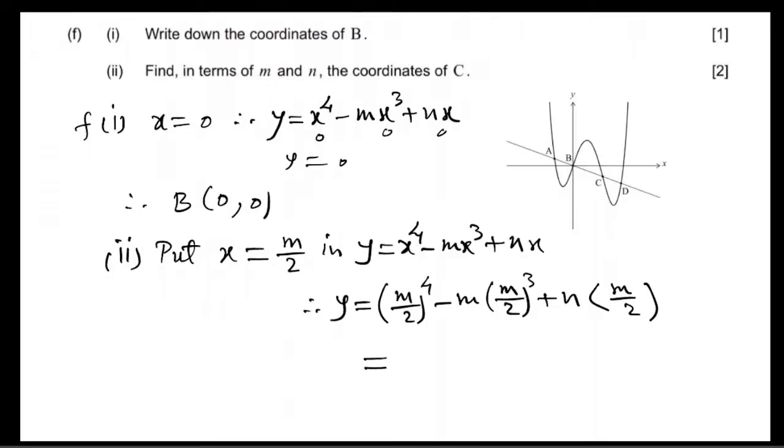Now, we have to find the y coordinate. So look here, what I'm going to do is write (m by 2) to the power 4, which is m to the power 4 by 2 to the power 4, that is 16, minus m times (m by 2) cubed, which is m to the power 4 over 2 to the power 3, that is 8, plus nm by 2.